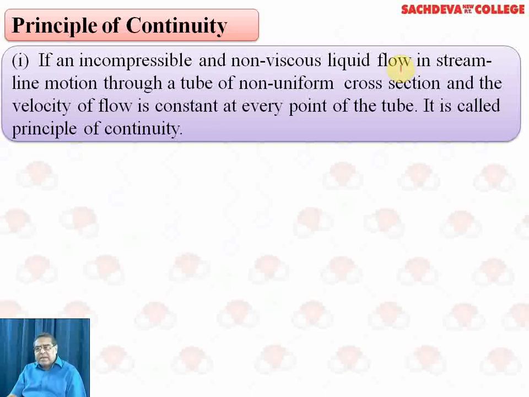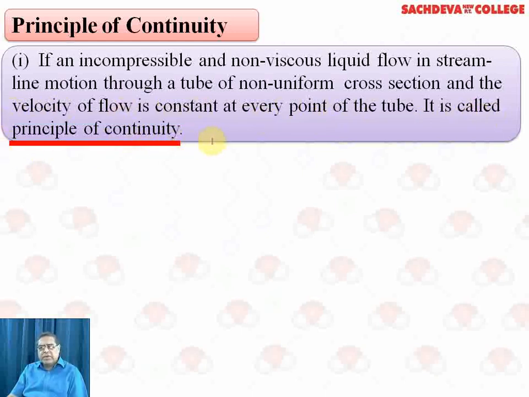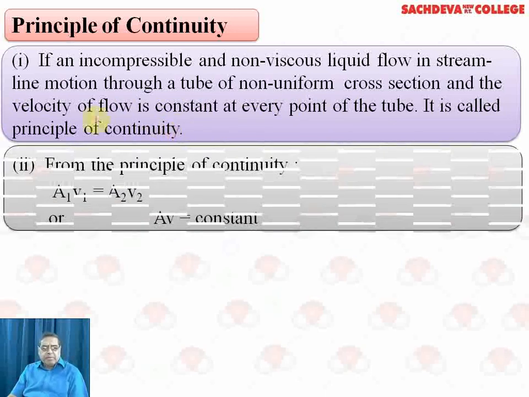So here it is our assumption that if an incompressible and non-viscous liquid flows in streamline motion, that is, whose Reynolds number is less than or equal to 1000, through a tube of non-uniform cross section, and the velocity of the flow is constant at every point of the tube, then it is called the principle of continuity. So what is the principle of continuity? The velocity of flow is constant at every point. That is the meaning of the principle of continuity.